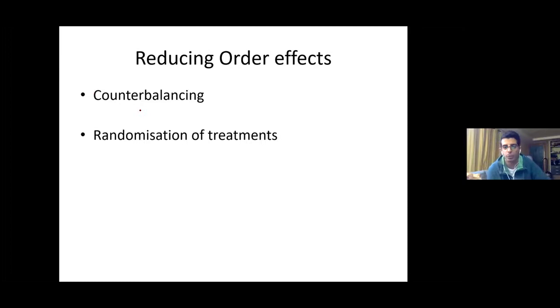So, for example, you flip a coin, and if it's heads, okay, you get A, then B. If it's tails, you get B and A. It's the same as counterbalancing, but instead of actually dictating people, do independent sample. What do you mean, do independent sample?